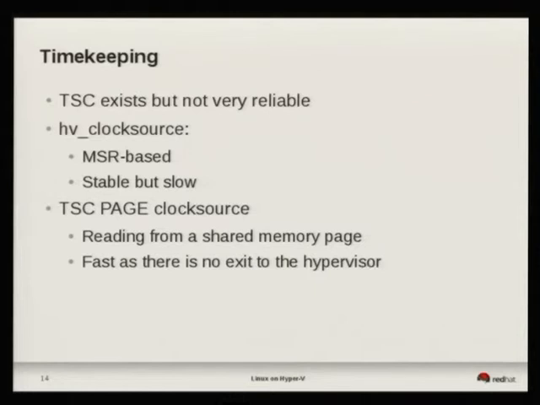First is the so-called Hyper-V clock source, which is really simple, but it's slow. There is a special MSR from which you can read this time. Why is it slow? Because every time you read from this MSR, it actually means you're exiting to the hypervisor. The hypervisor traps you, puts some value for you, and you get back. Good, but slow.